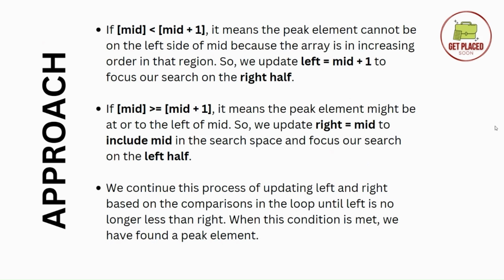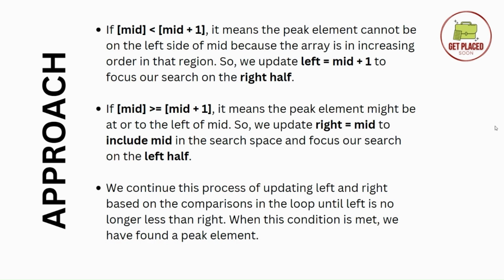Similarly, when we compare with mid plus 1 and we know that mid is not less than mid plus 1, which means mid is greater than or equal to mid plus 1, it means the peak element might be at or left of mid. Then we update right to mid to include mid in the search space and also focus on the left of the array. Here you can notice in the first two statements that we are comparing only one neighbor, that is mid plus 1. One element comparison is enough because based on that element, we are shifting to the left half or the right half.